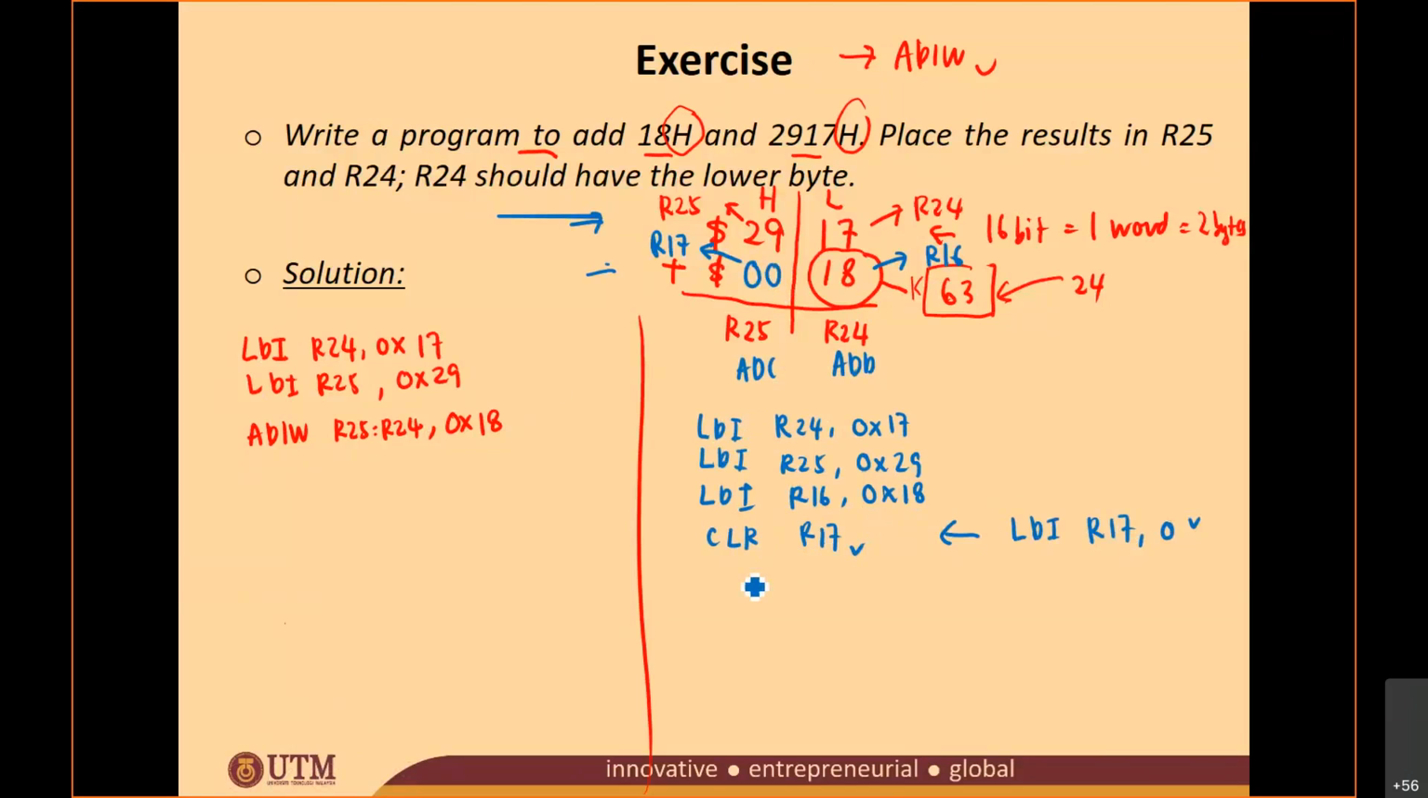Next, we add. ADD R24, make sure that R24 is at the front, because you're going to put the result in R24, and it is R16. And then followed by ADC R25, R17. So this is the longer one, while this is the shortest one.